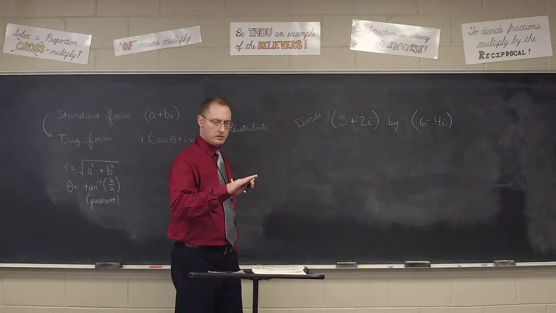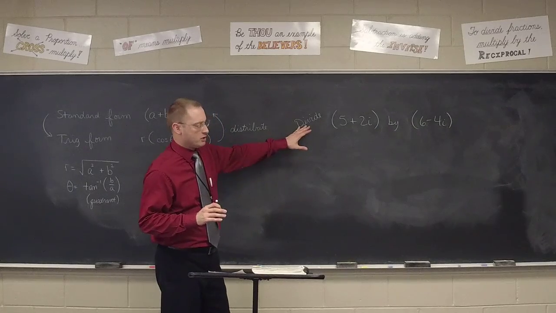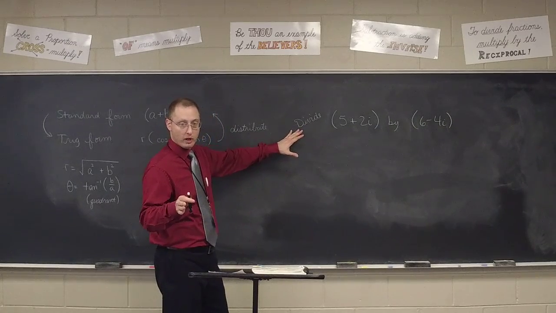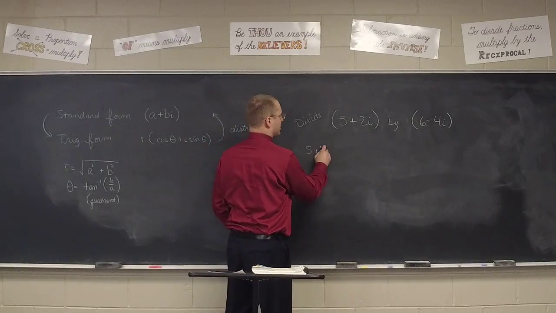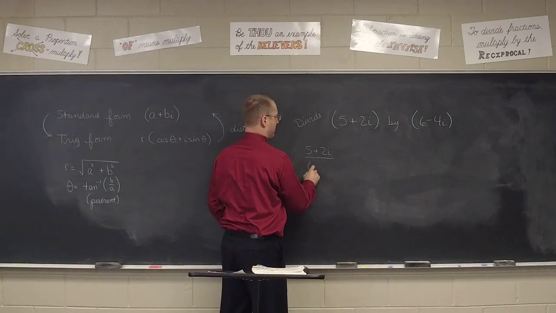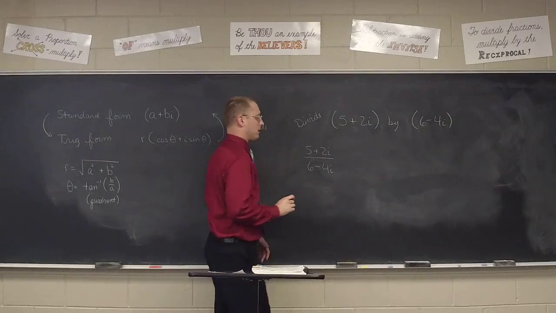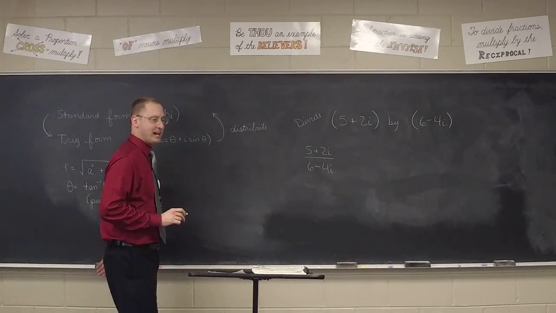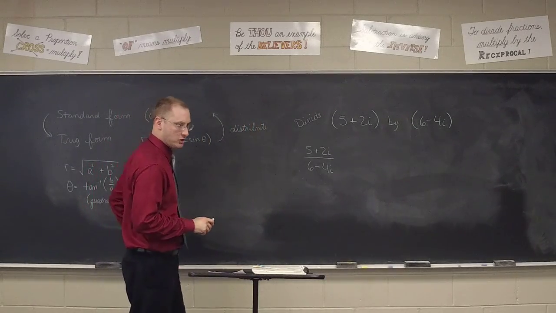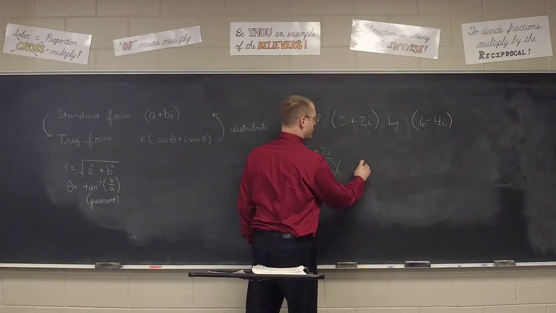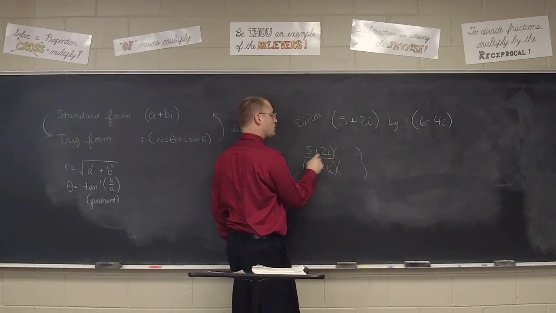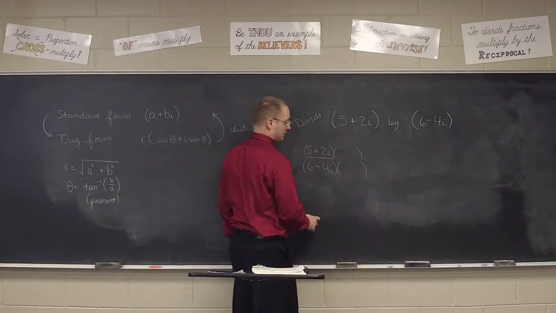Jamie, while Quentin's finishing up, when we see a division problem, we should always show it, or typically we'll show it using a fraction bar. That's going to be advantageous here. But what's the key to dividing by a complex standard form number, Quentin, now that you're finished? You have to multiply by the conjugate. Good, we're going to multiply numerator and denominator by the conjugate of the denominator, which is 6 plus 4i.